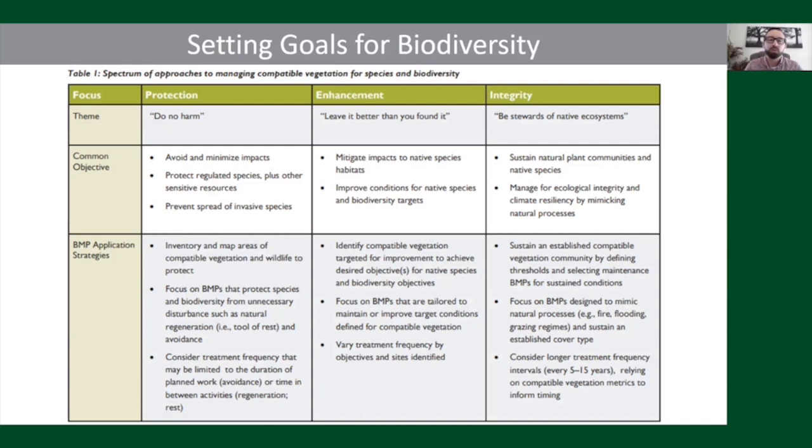And then we move into integrity-based goals, which are really more along the lines of that ecological momentum that I mentioned earlier. The idea that as we guide succession of these plant communities into highly adapted native plant communities, we can help to improve the integrity of these ecosystems, make them more functional, more robust, and more resistant to damaging agents.